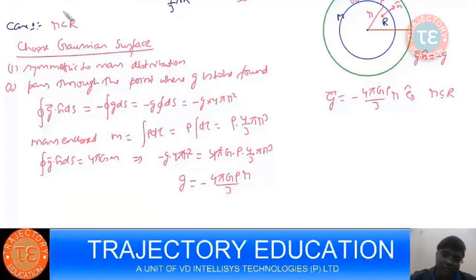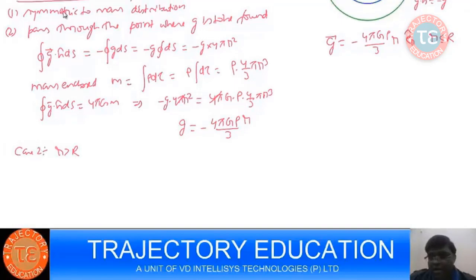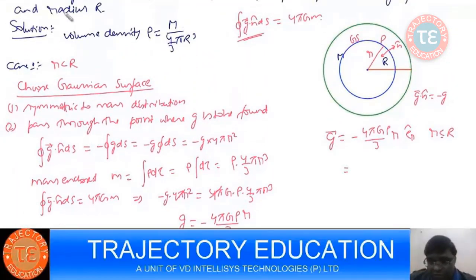Now, this is your gravitational field inside. Let's take case 2, for r greater than R. If I put the value of rho, what should I get? 4 pi G by 3 and M upon 4 by 3 pi R cube, that's rho, r e_r.